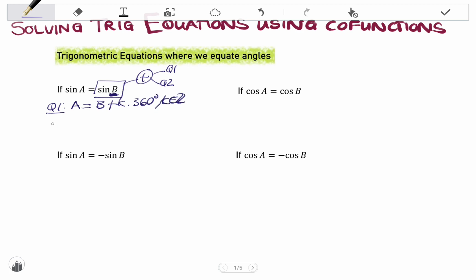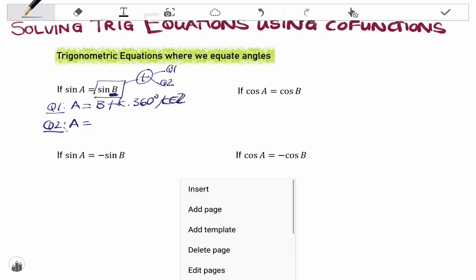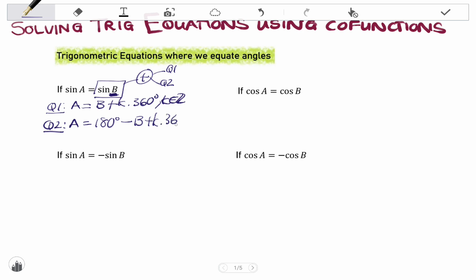Okay, and then I have a second solution in quadrant 2. Again, it's my angle, which is A from the left-hand side, equal to, now in quadrant 2, we write our angles as 180 degrees minus the key angle, which in this case is my B, plus k times 360 degrees.